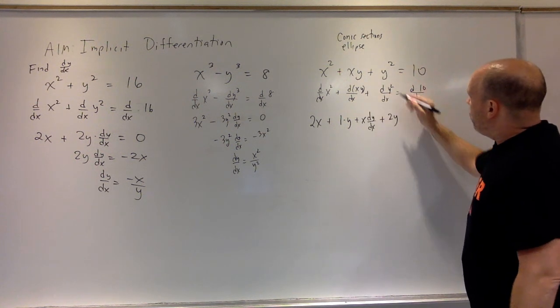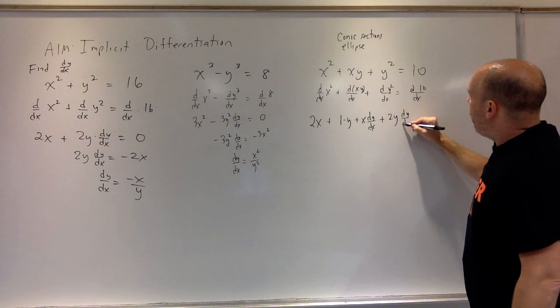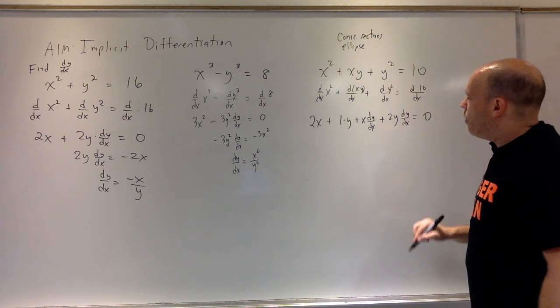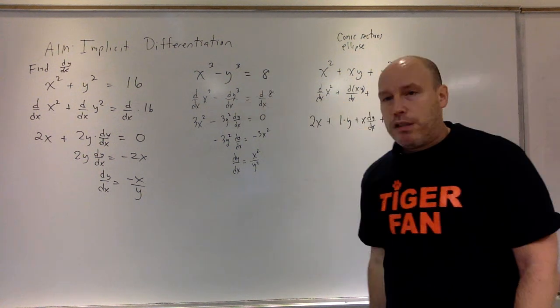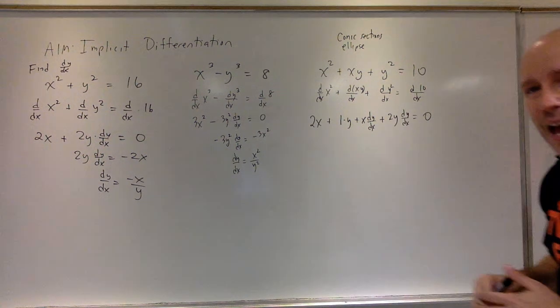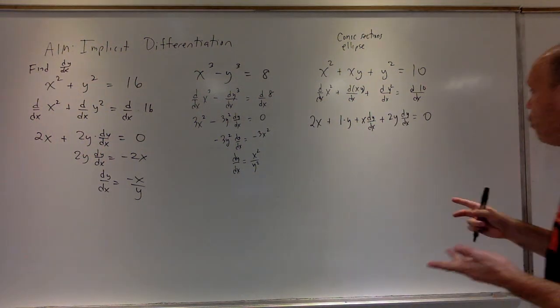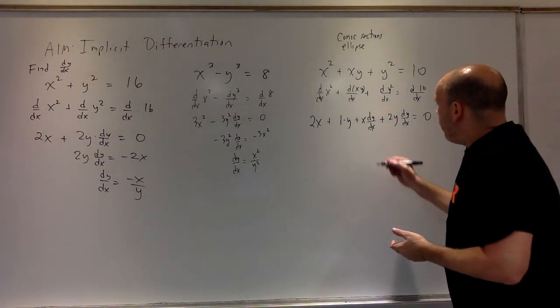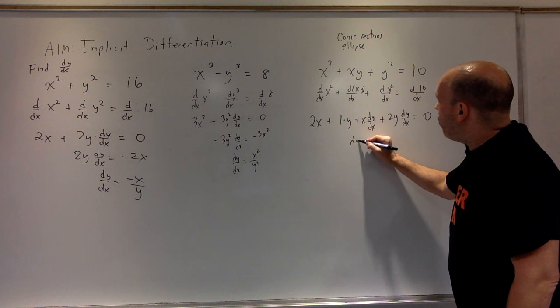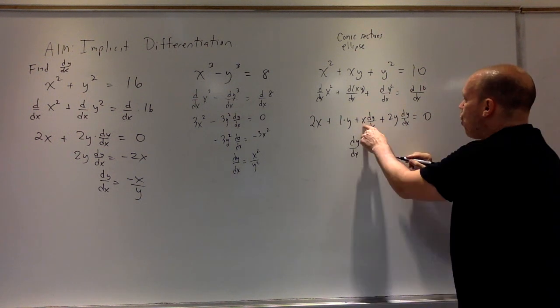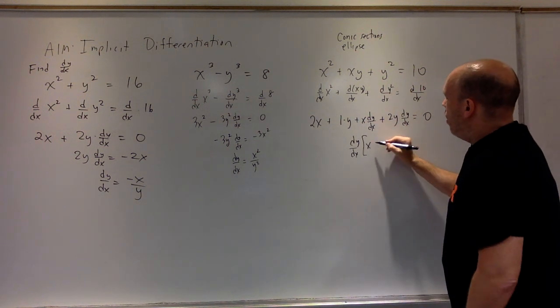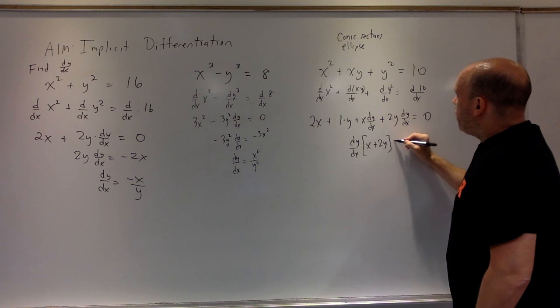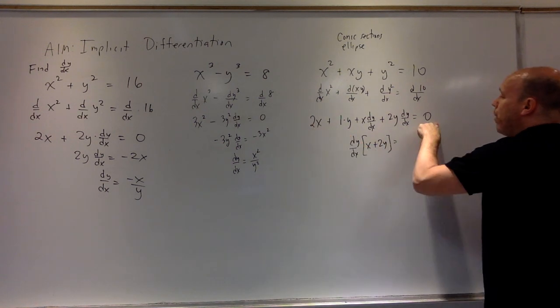Plus 2y dy/dx equals 0. Now, the goal is still to find dy/dx. I still need to find that derivative function. So, I'm going to factor out the dy/dx from these two terms. At the same time, I'm going to move this over here.